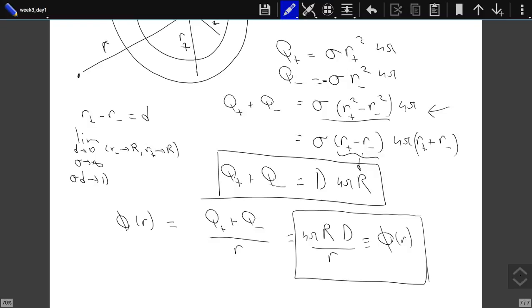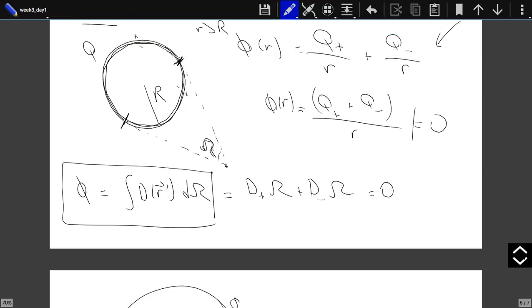True. D should include both sheets, right? No, D, you see, is defined locally. If you look at a point on the sheet, there's a D. If you look at another point, there's another D. At every point on the sheet, there is some D. Well, of course, there is a plus or a minus sign depending on whether you are close to the negative sheet or the positive sheet. So that's why I put D plus and D minus.